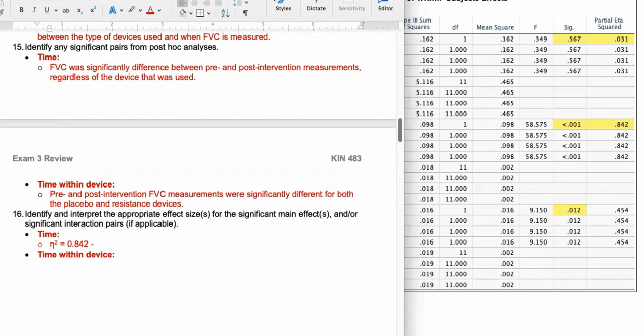So we would just say that we've got a large effect size for the differences between pre and post intervention measurements.